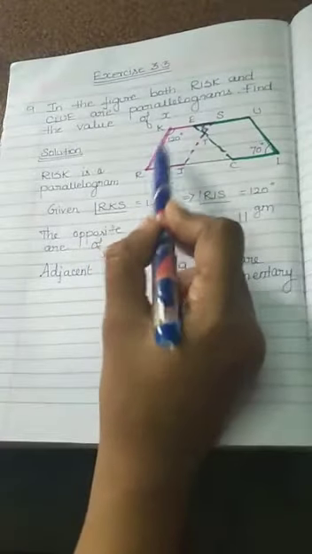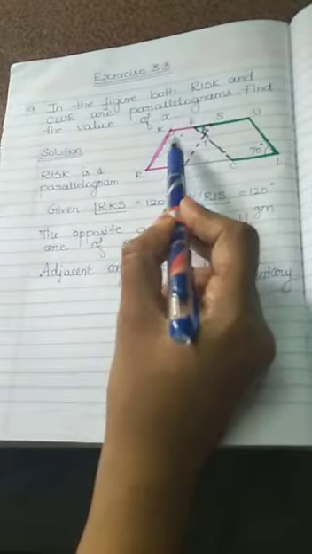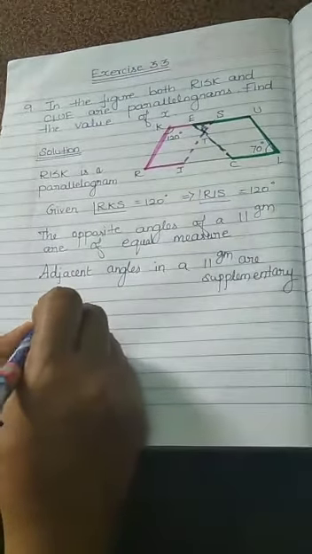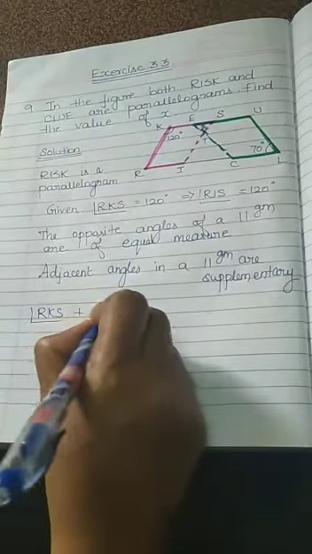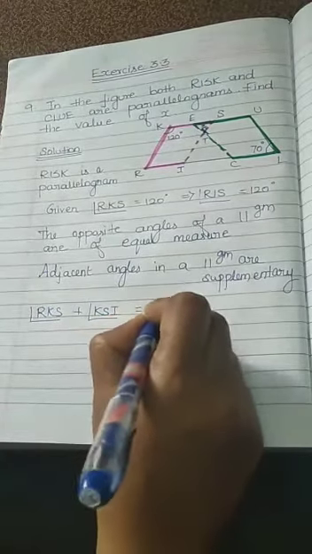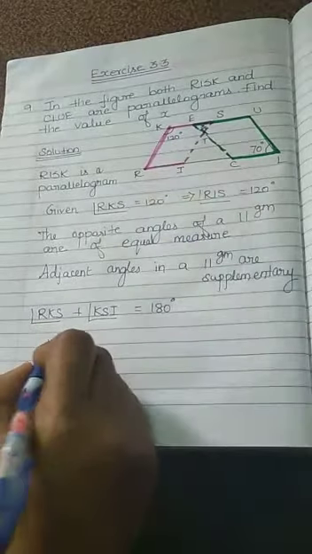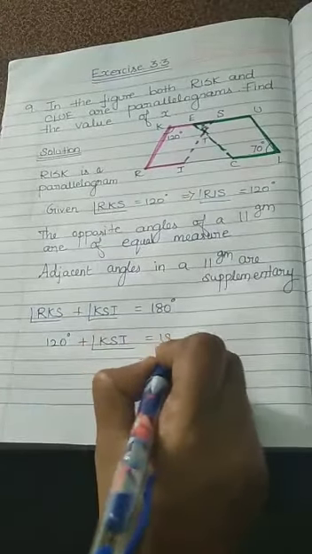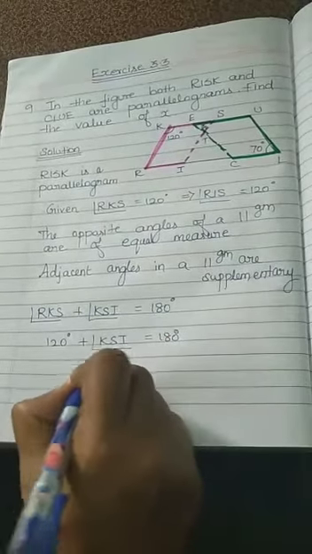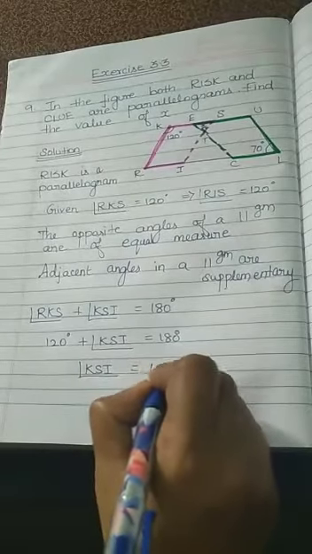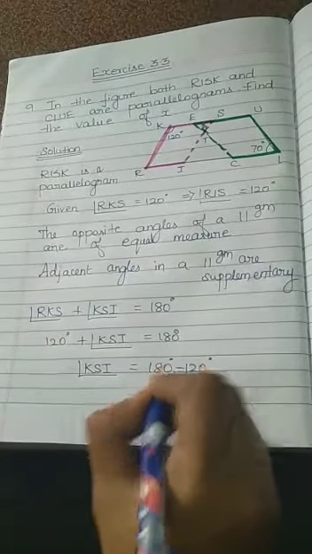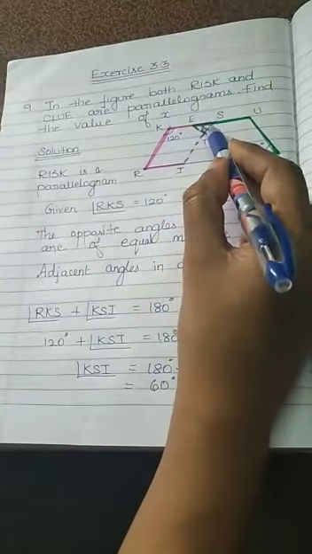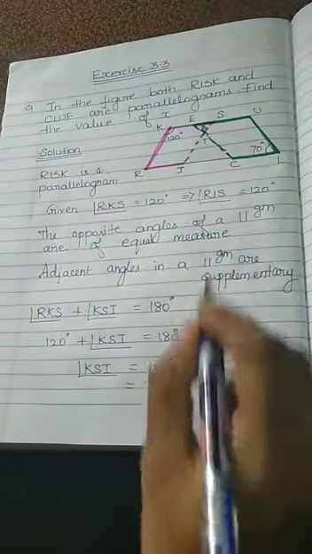So, the RKS value we already know, that is 120 degrees. Next we take KSI. RKS plus KSI is equal to 180 degrees. Already we know the RKS value is 120 degrees. 120 degrees plus KSI is equal to 180 degrees. So what is the KSI value? 180 minus 120, that is 60 degrees. So this KSI value is 60 degrees. Okay, this is one main important value.